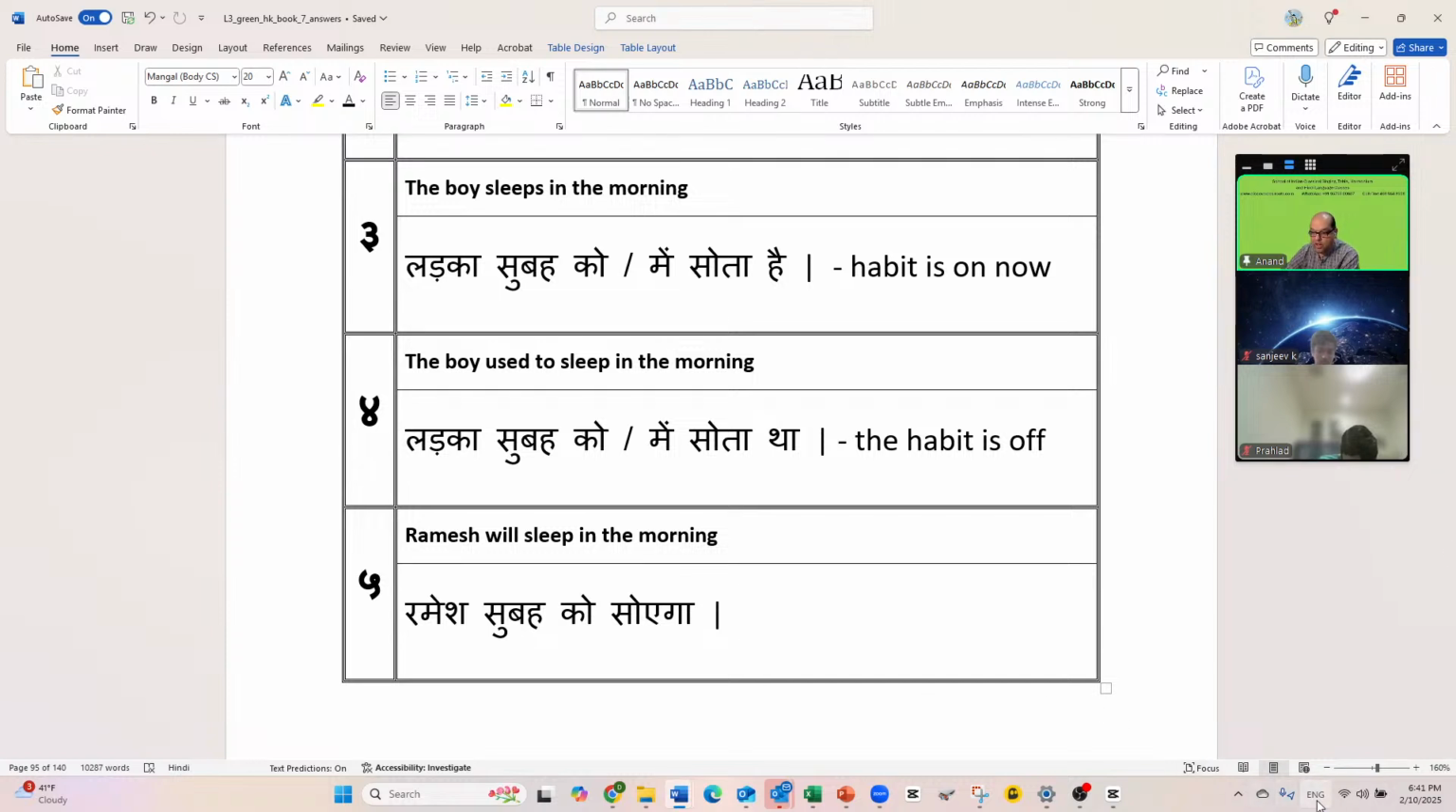And obviously, soega could also be spelled with ye, so yega. Okay. All of you are good. Finish writing. Ishan finished writing.